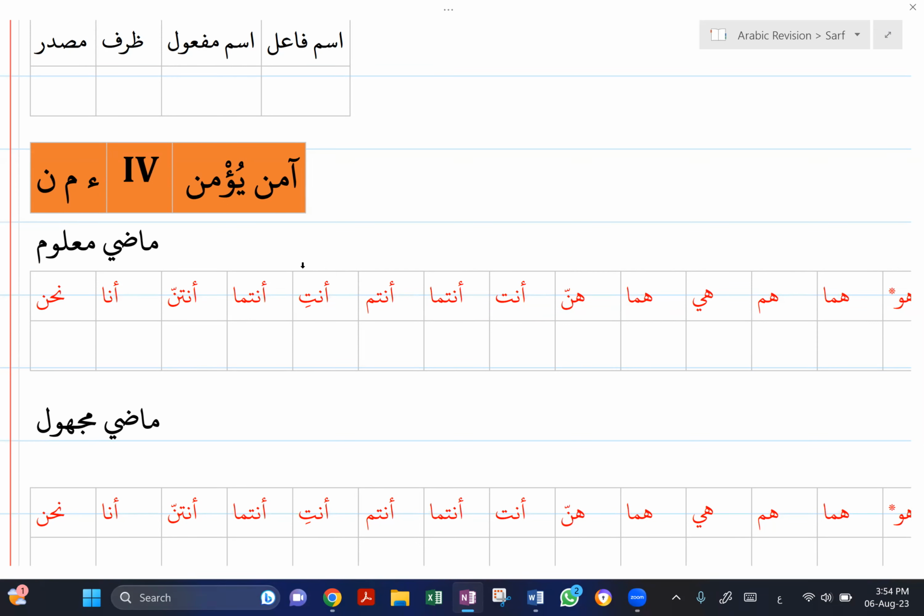So let's go now to amana. This is family 4. Amana yu'minu. This one has, I think, the most irregularities, just the hamzas, because this is where 2 hamzas come together. You see all the red. I've tried to color code it, so all the red is where the changes happen. You just have to be aware of that. Inshallah, maybe later on I will type in the answers.